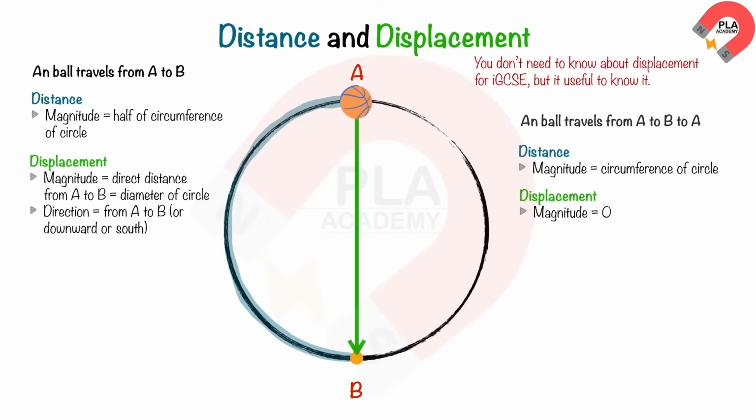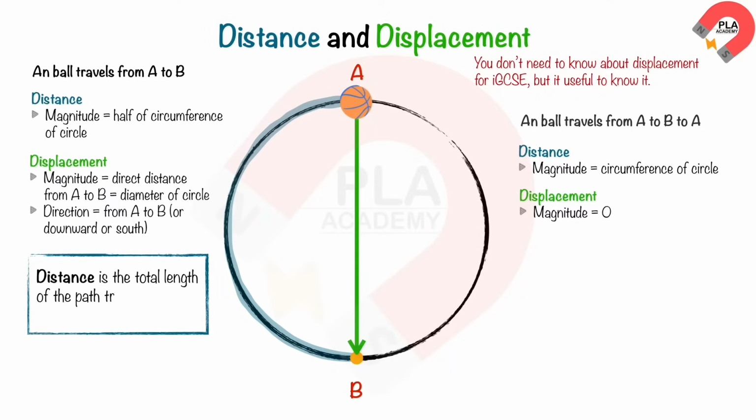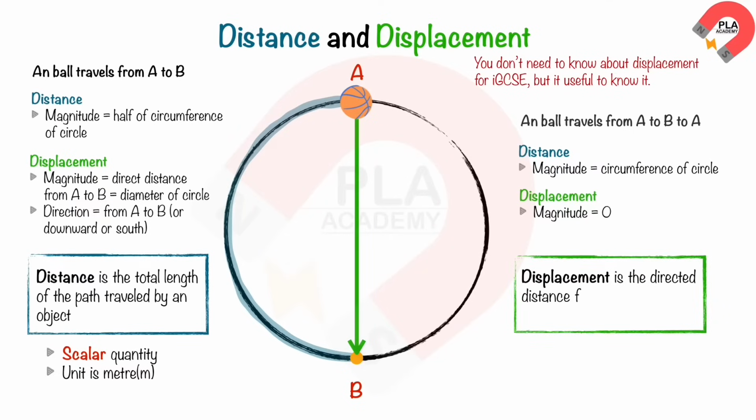Therefore, we can deduce that distance is the total length of the path traveled by an object. Distance is a scalar quantity, which means that it has only magnitude and no direction, and its unit is meter. The displacement is the directed distance from the start to the end points. Displacement is a vector quantity, which means that it has both magnitude and direction, and its unit is meter.